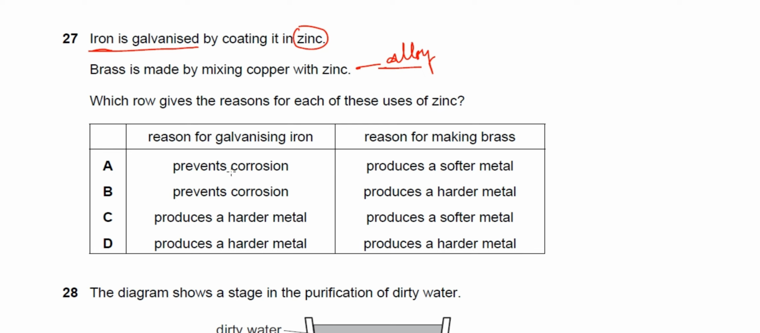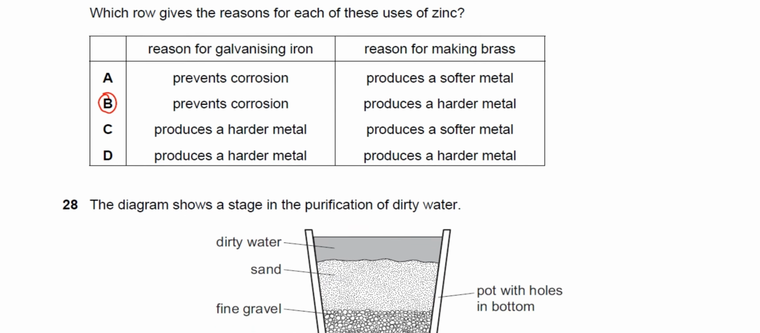So to prevent corrosion, yes, and for making brass produce a soft metal, no. Alloys are harder. Alloys are more hard. So what we can say, B is the right option. Understood? Next.